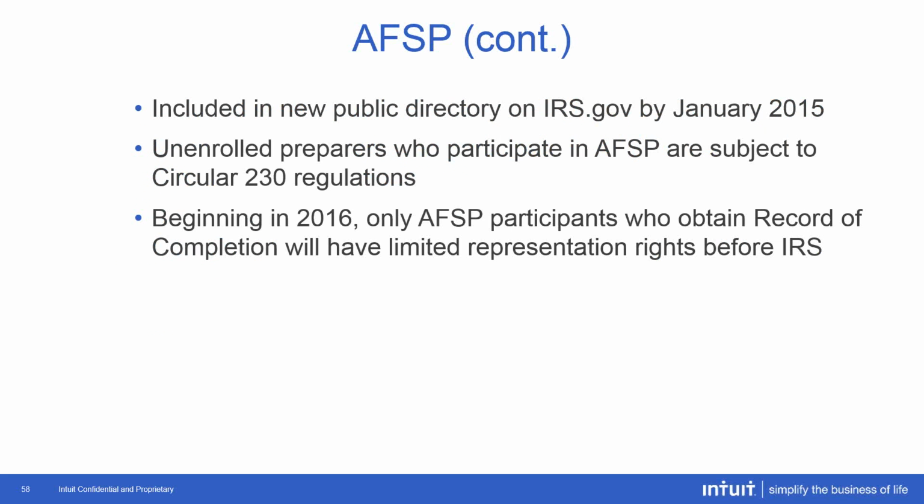You'll be included in a new public directory on irs.gov by January 2015. I haven't looked out there yet to see if it's out and posted. It will also include attorneys, CPAs, enrolled agents, ERPAs, and enrolled actuaries. Unenrolled preparers who participate in this program are subject to the Circular 230 regulations. Beginning in 2016, only AFSP participants who obtain a record of completion will have limited representation rights before the IRS.